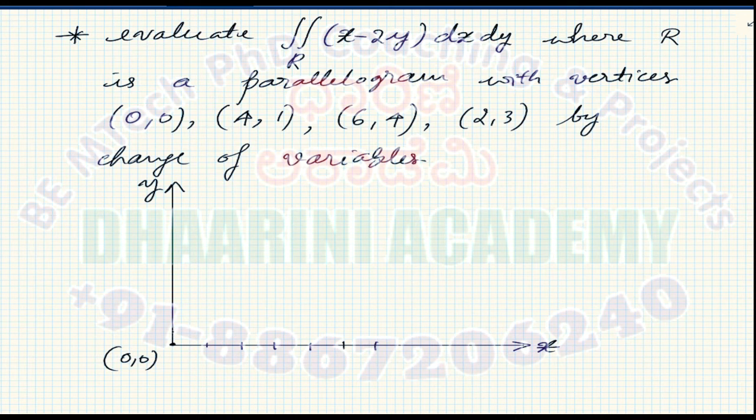Looking at the same thing on the y-axis, 4. Okay, 6 comma 4 comes somewhere here. Okay, this is 6 comma 4. Now I need to mark 2 comma 3, is this point, and 4 comma 1 is this point. This is 4 comma 1, this is 2 comma 2.